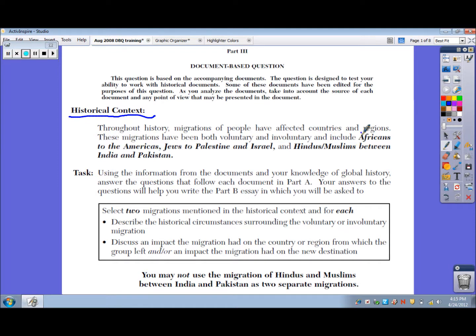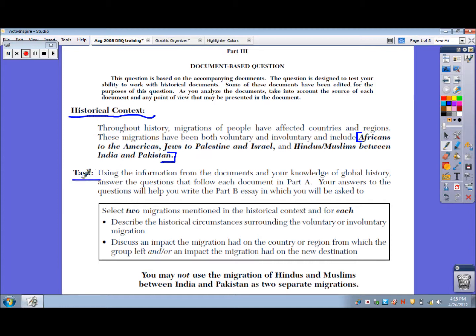So right there you have it. You have your 3 groups. You have Africans to the Americas, Jews to Palestine and Israel, Hindus, Muslims between India and Pakistan. Right off the bat, you should know the one we focused on most in class this year is Hindus, Muslims between India and Pakistan. The other 2, you focused on, one in 9th grade, one we haven't talked about yet. That might happen on the final exam, so stick with me as we go through this DBQ.